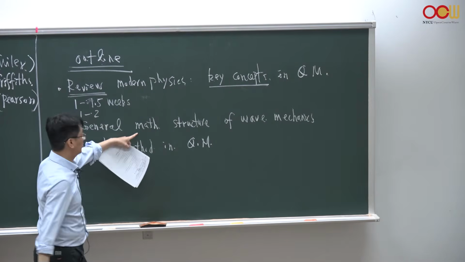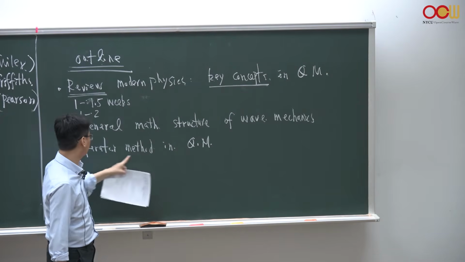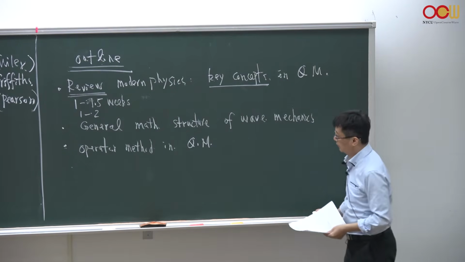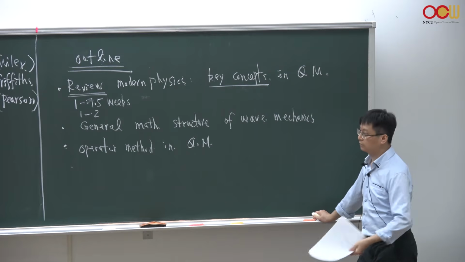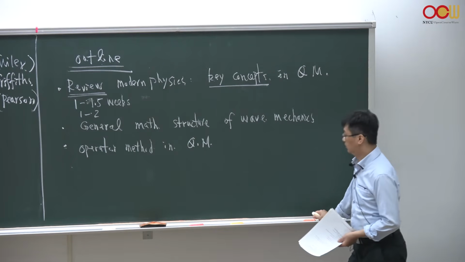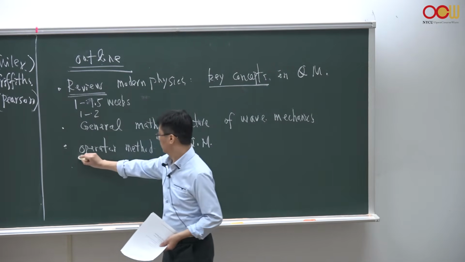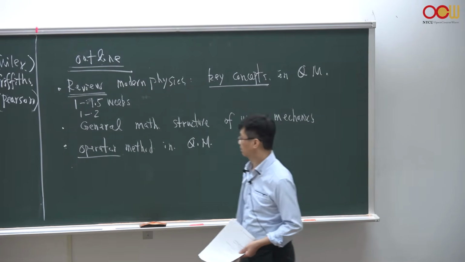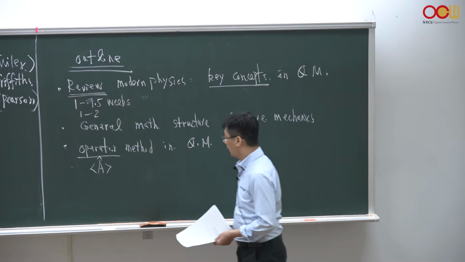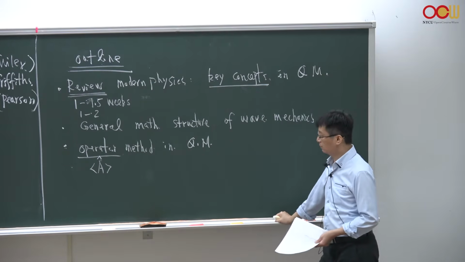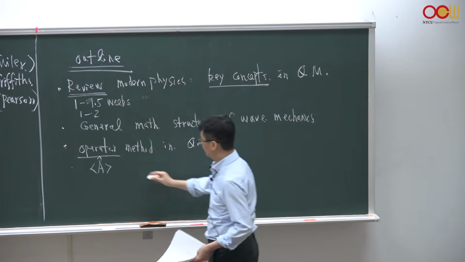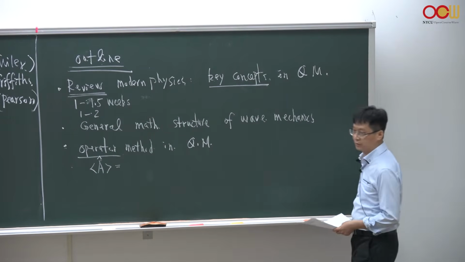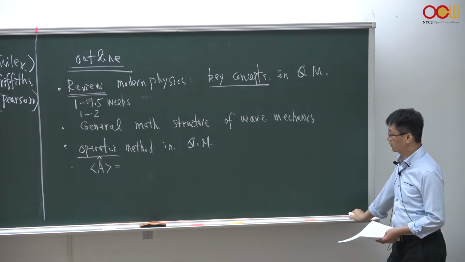And then we introduce the mathematical structure of wave mechanics and the operator method in quantum mechanics, meaning that whenever we would like to know some quantity in experiments, we should take the expectation value of the corresponding operator. We take the ensemble average of a quantum mechanical operator, A, in order to know the expectation value of such a measurable quantity, which is defined as the A operator.